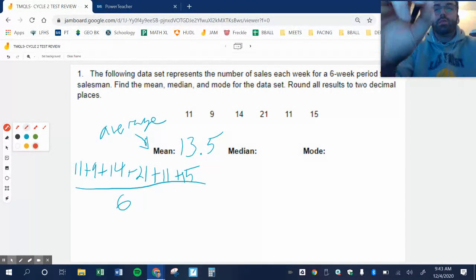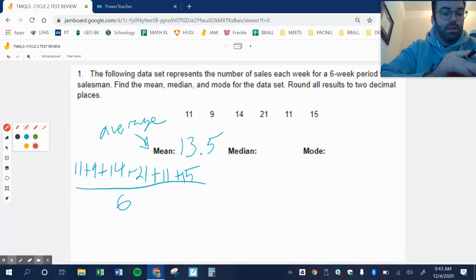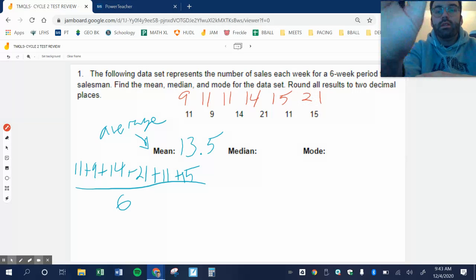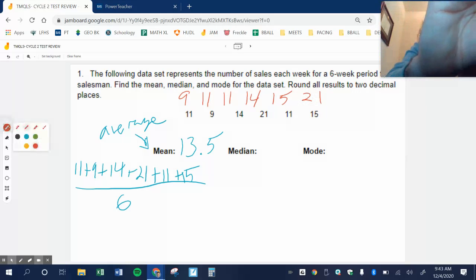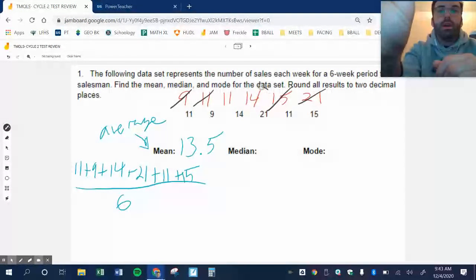All right, the median is the middle term. However, we need to make sure we're organizing our numbers from smallest to largest. So I have to go 9, 11, 11, 14, 15, and 21, right? Yeah, that's it. Okay, then cross off your numbers: 9, 21, 11, 15. So I have 2 middle numbers here.